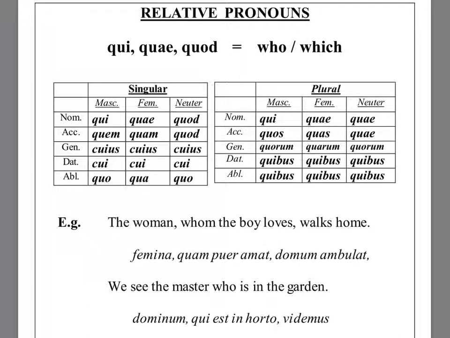Now finally, I've given you two examples of how the relative pronoun fits into a Latin sentence to make a relative clause. We have femina quam puer amat domum ambulat. So, the woman whom the boy loves walks home. And at the bottom there, dominum qui est in horto videmus. We see the master who is in the garden.